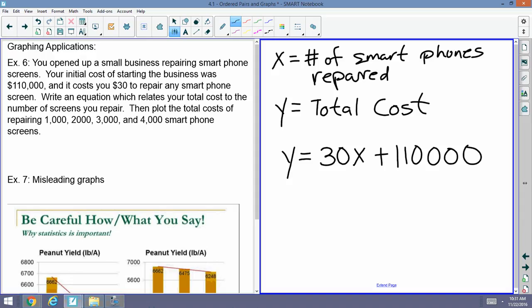Does everyone understand how I extrapolated that information from the word problem to the equation? Yes, sir.